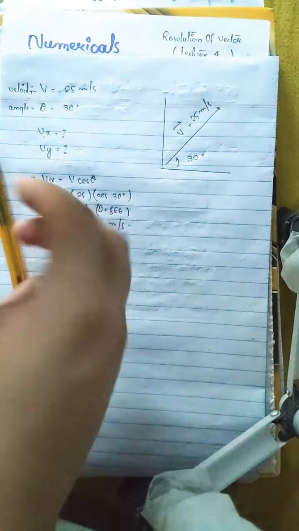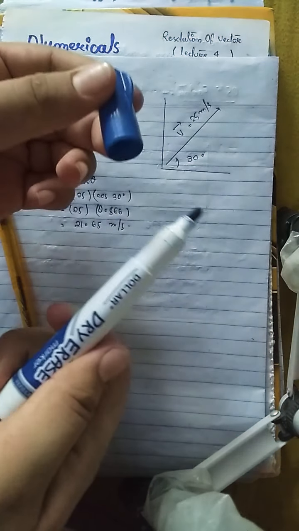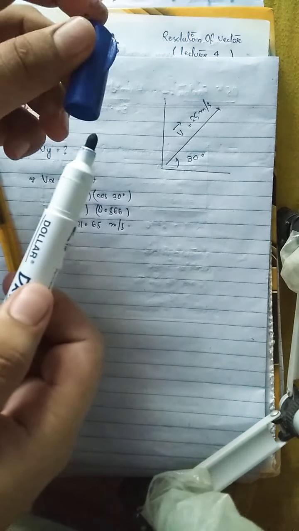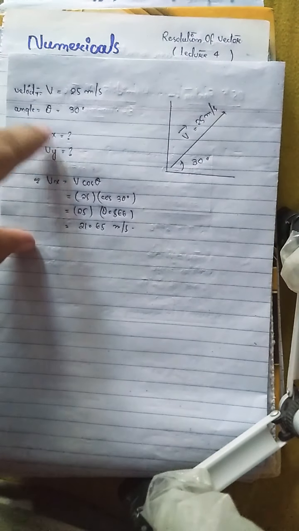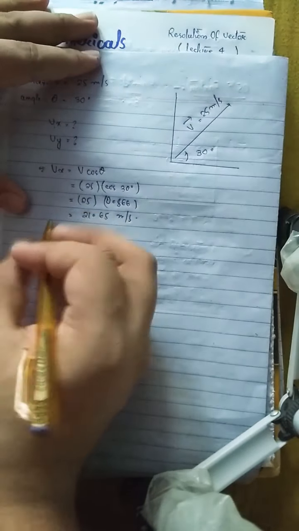It is just like that this is a plastic marker. When I divide this marker into two parts, then the two parts will also be plastic. So similarly, when a vector is divided into two components, the vector remains vector with same units.